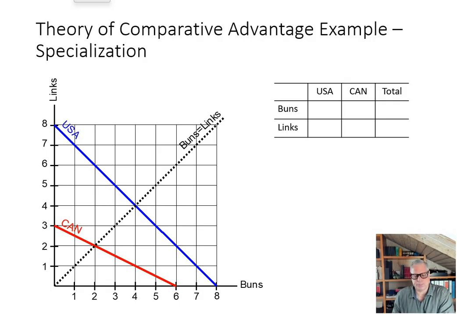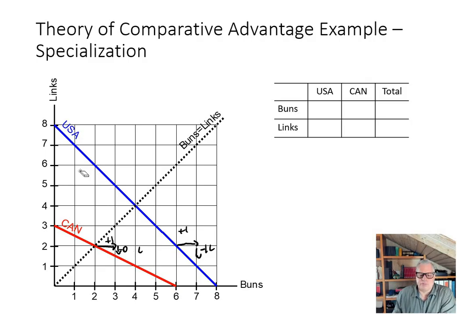Because if you take a look at the PPF, you take any arbitrary point and then you ask yourself, how many links would Canada have to give up if it wants to produce an extra bun? And then you see it is 1/2. So you would go here, plus 1 bun, and then you would see Canada would have to give up only 0.5 links. But if we do the same thing for the United States, plus 1 bun, they have to give up an entire link. So therefore Canada has a comparative cost advantage in the production of buns.